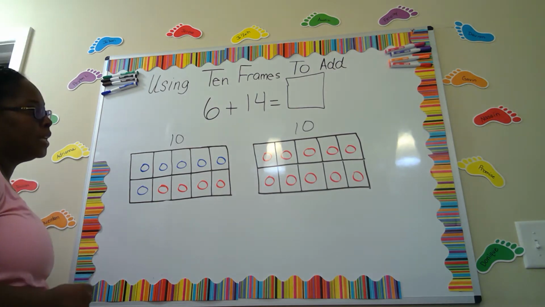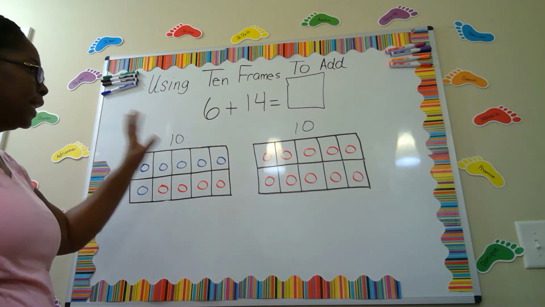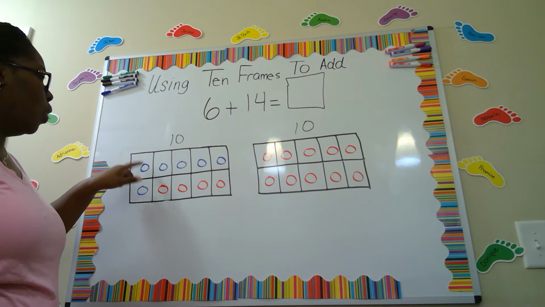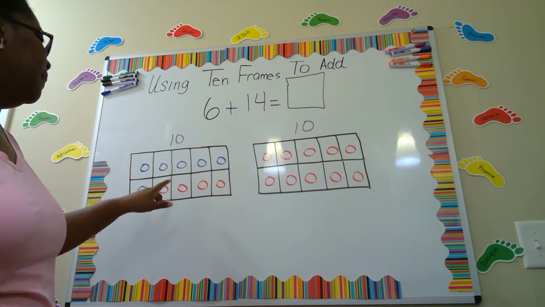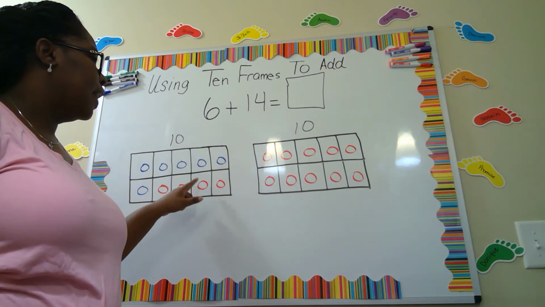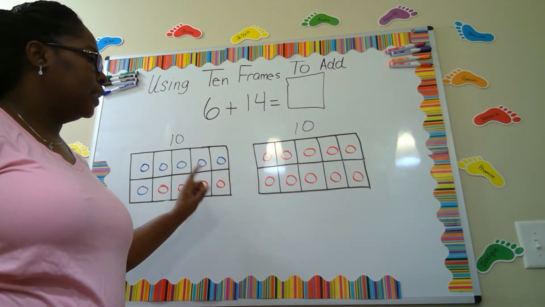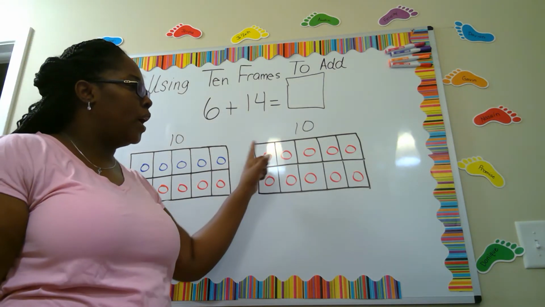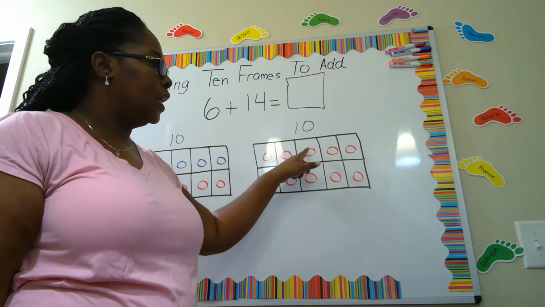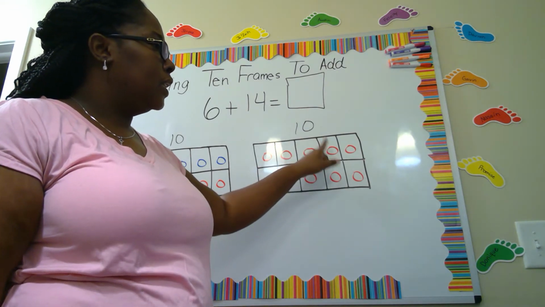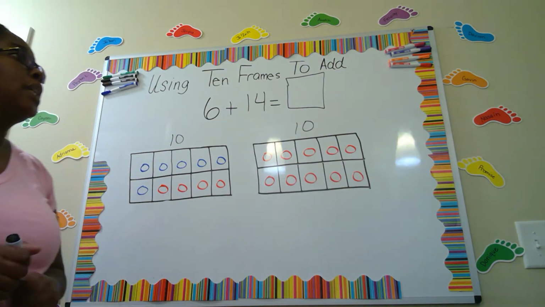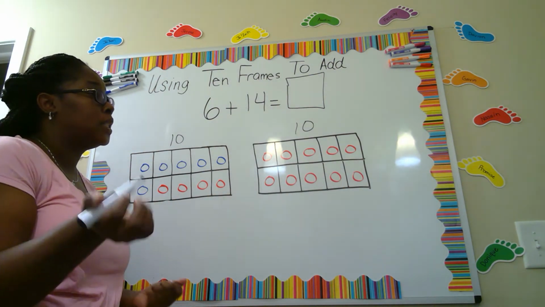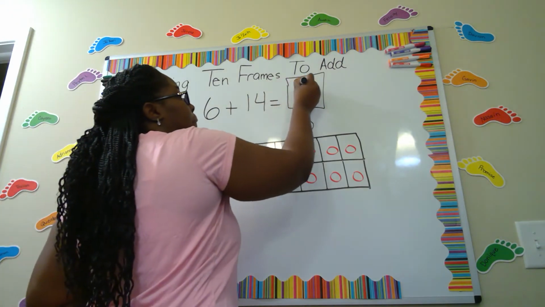Let's see, what do we get? 10 plus 10 equals what? Let's count to make sure. 1, 2, 3, 4, 5, 6, 7, 8, 9, 10, 11, 12, 13, 14, 15, 16, 17, 18, 19, 20. So 6 plus 14 equals 20.